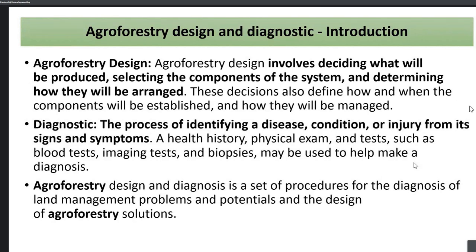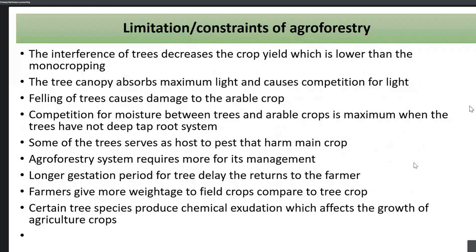Agroforestry design and diagnosis is a set of procedures for the diagnosis of land management problems and potential, and the design of agroforestry solutions. This is the particular definition of agroforestry design and diagnosis. So what are the limitations of agroforestry systems?